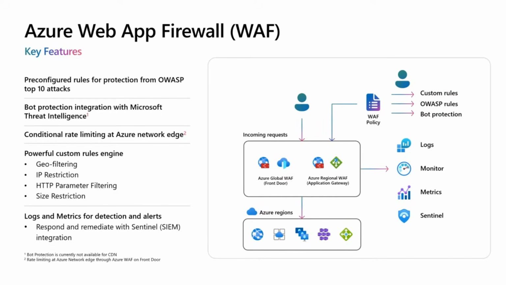Finally, another key feature is when it comes to monitoring. So Azure WAF provides logs and metrics that can be used to detect anomalies, investigate incidents, and also fine-tune your rules. And then also WAF integrates seamlessly with SIEMs, most notably Microsoft Sentinel, our Microsoft SIEM solution. And this will allow you, of course, to respond and remediate threats quickly. And you can also integrate automated playbooks and advanced analytics for threat detection.